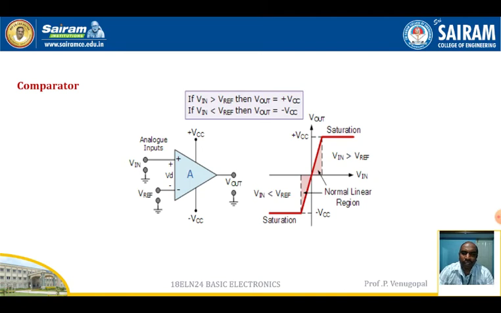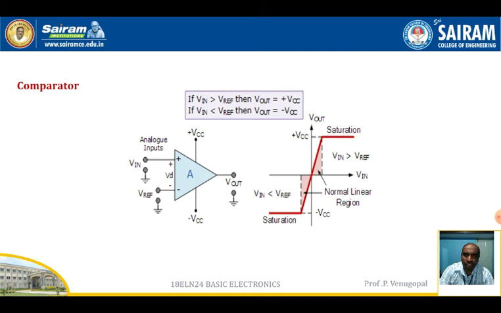Next is the comparator. The Opamp can also be used as a comparator. This is one of the non-linear applications of the operational amplifier. A comparator is a device, an Opamp, which compares the two input signals, or the device which compares the input voltages applied at the inverting and the non-inverting terminal of the Opamp. Sometimes the input voltage applied at the inverting terminal is compared with a reference voltage.